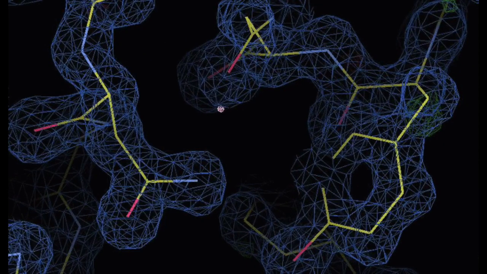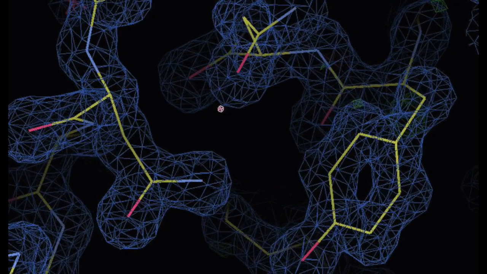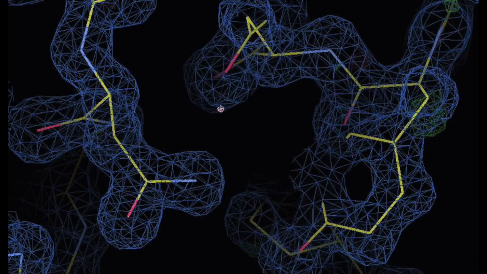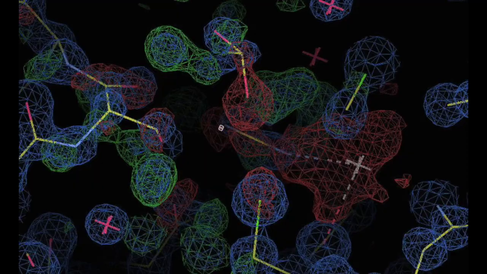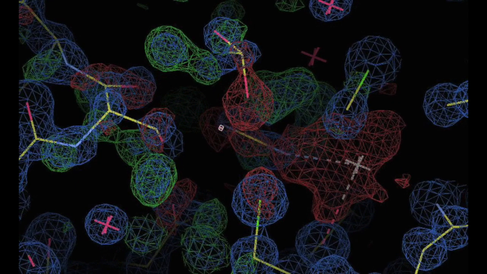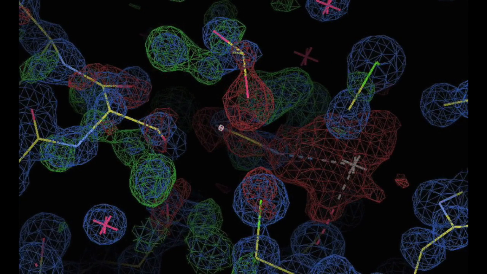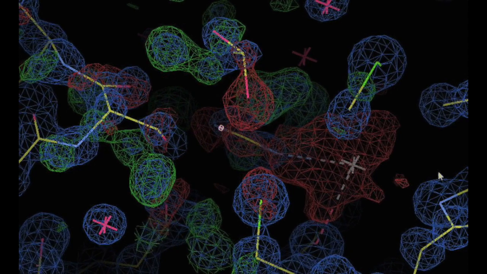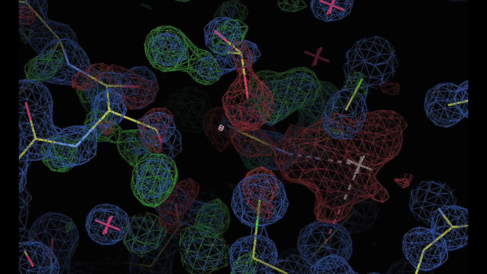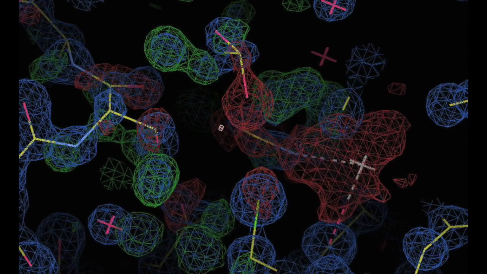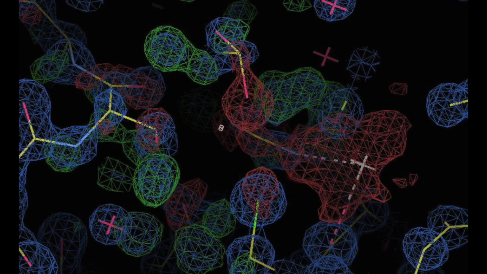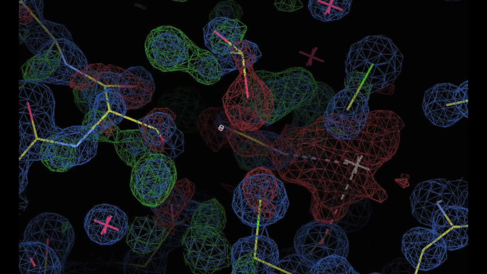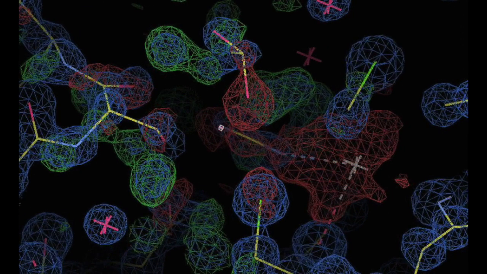The blue mesh is an example of an experimental electron density map into which a model protein structure has been fitted. In this example, the model matches well to the experimental data. However, not all entries in the PDB show a good match between experimental and model density. The green and red mesh show an electron density difference map between experimental and model density. Green mesh shows an underfitted region where there is no model to match experimental density, while red shows an overfitted region where there is no experimental density to match the model.